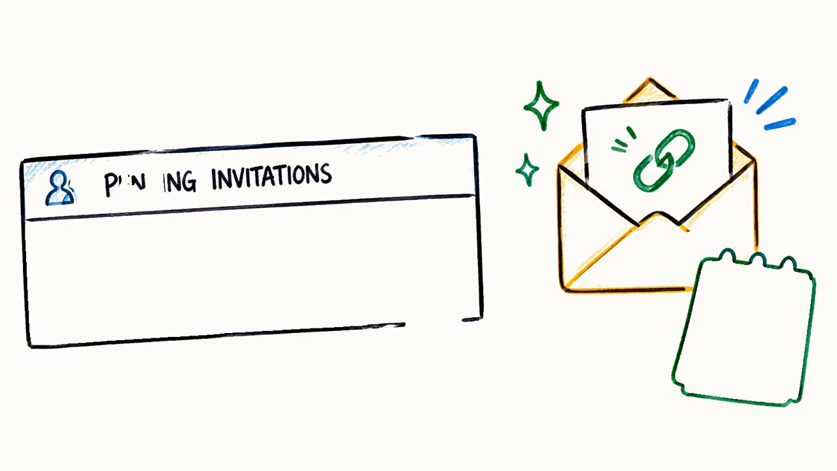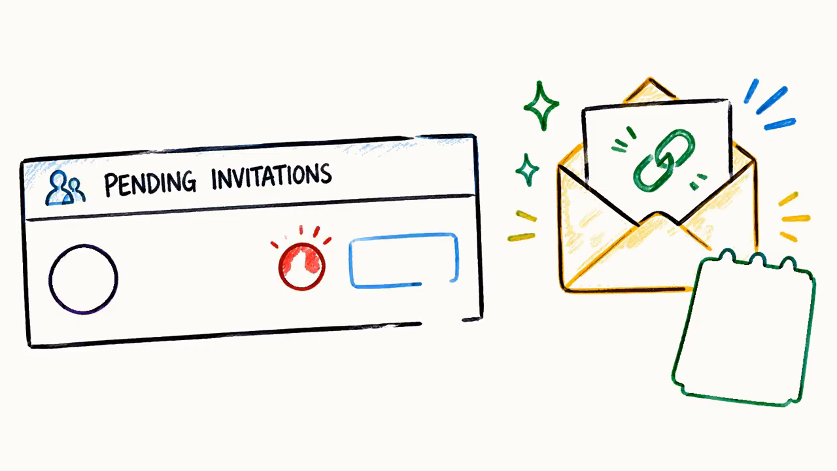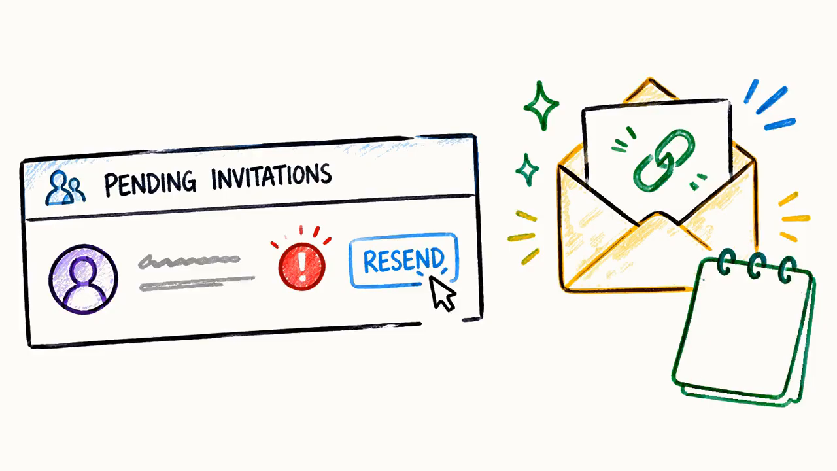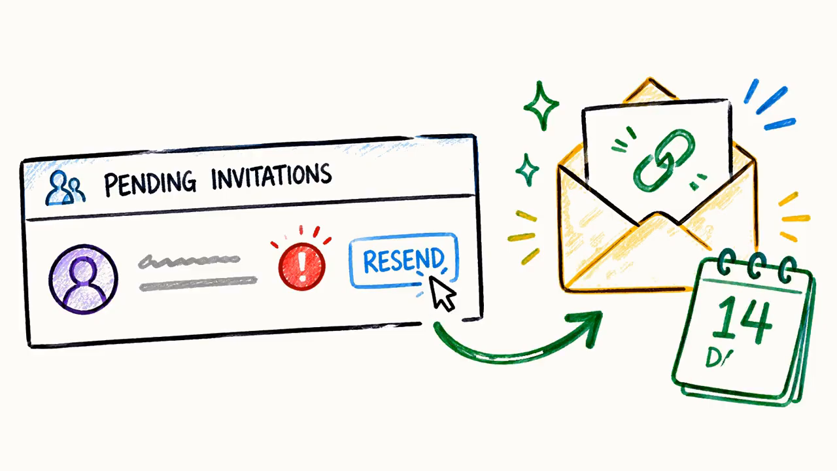Keep in mind that invitations expire after 14 days. If one does, you'll see a little red badge next to it in the pending list. Just hit Resend to generate a fresh link with a new 14-day window.